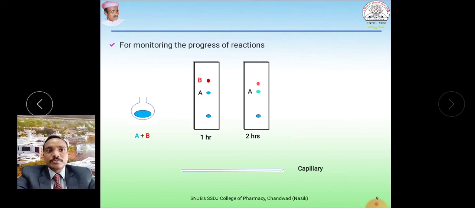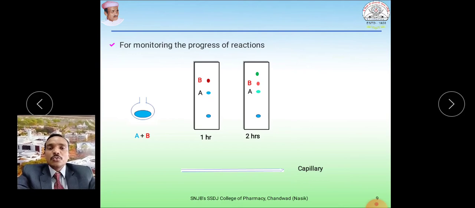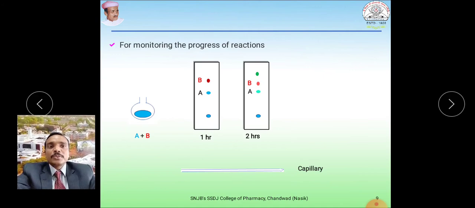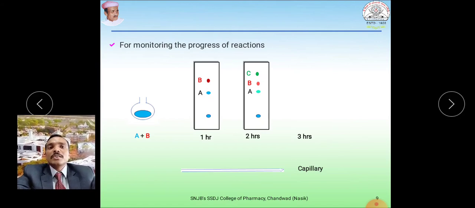So likewise we are getting A plus B, and with this if we are getting the third spot, that means something new is forming. Something there is a formation of a new compound. So that may be a product, that C may be a product. By this, there is still a presence of starting materials A and B that have not completely reacted. So we need to go for further progression of the reaction.